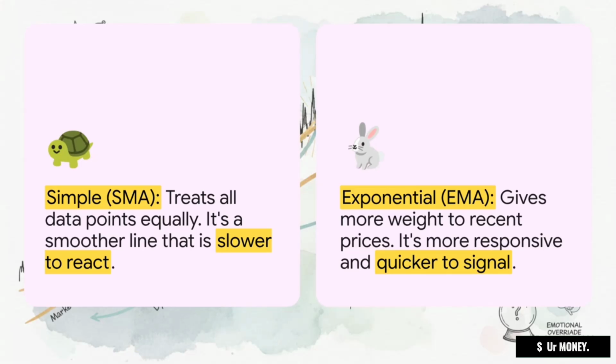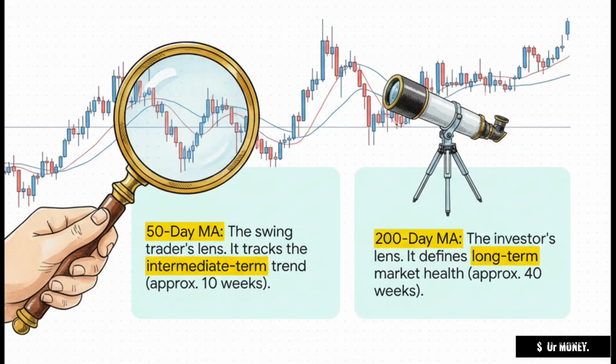So the two most common types you'll hear about are the simple, or SMA, and the exponential, or EMA. Think of the SMA as your steady hand. It treats every single day in its period equally, which creates a very, very smooth line. The EMA, on the other hand, is more sensitive. It gives more mathematical weight to the most recent prices, so it reacts faster to new information. The trade-off is really simple. It's smoothness versus responsiveness.